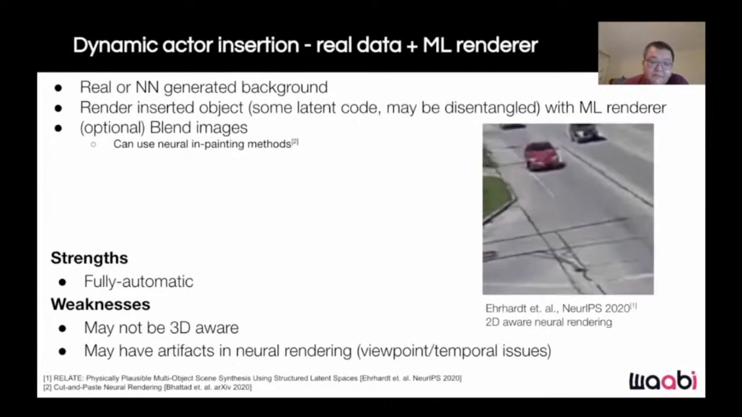Instead of using standard graphics, other methods may use generative models to insert the actor into the scene, where the actor is represented as a latent code. Depending on the generative model, the inserted image segment may have visual artifacts and may not have good multi-view or temporal consistency.